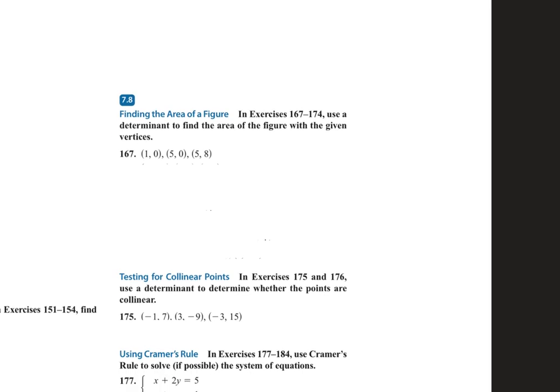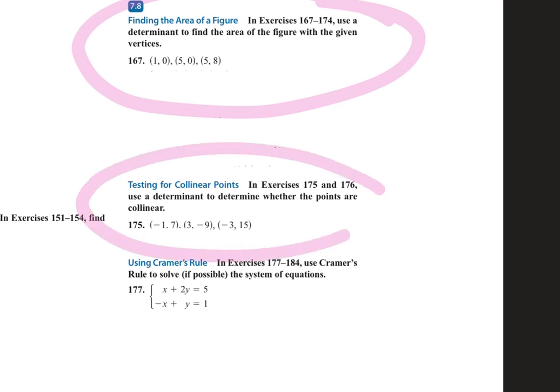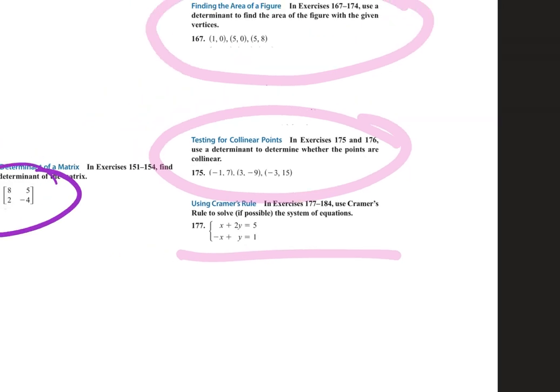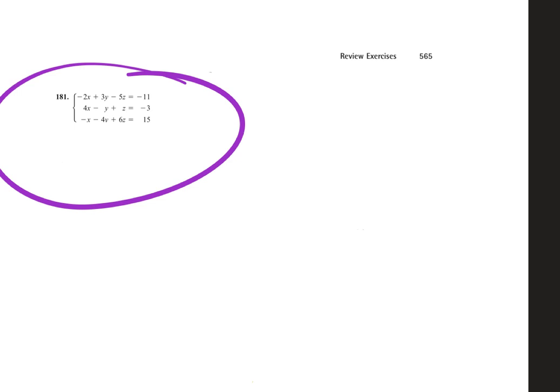And then you use that to do the area. You use that to test for collinear. And then it comes back again for Cramer's rule. This question is your other one that's worth double the points.